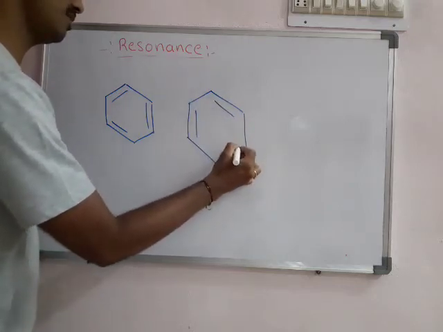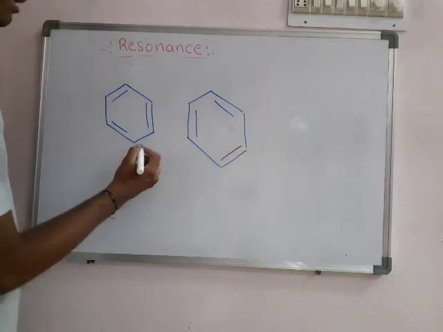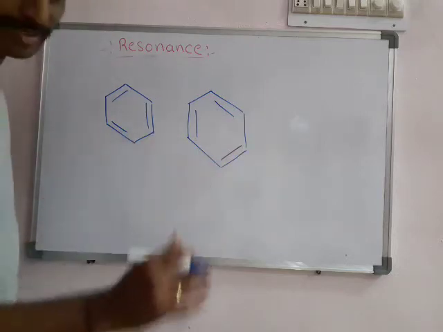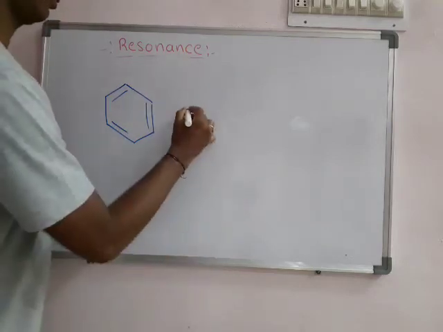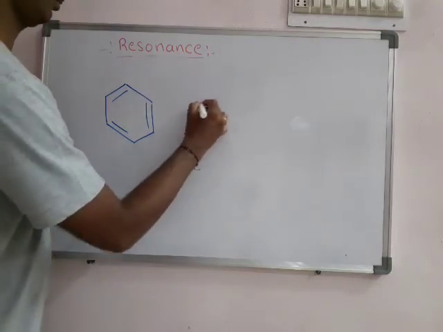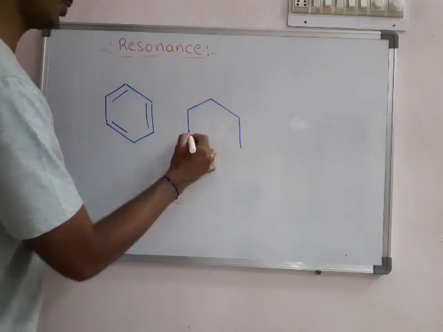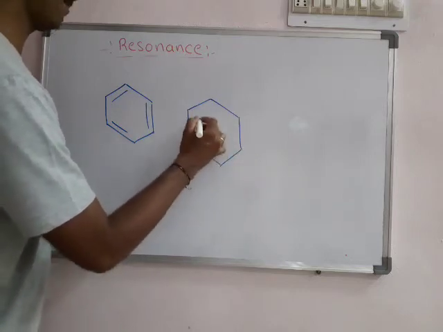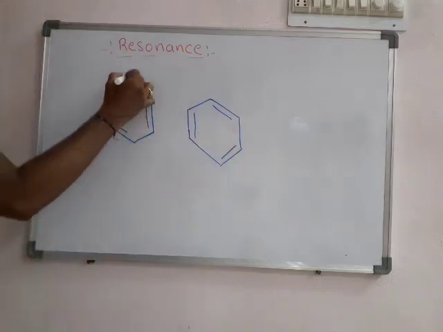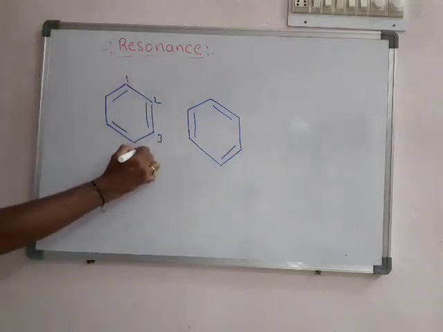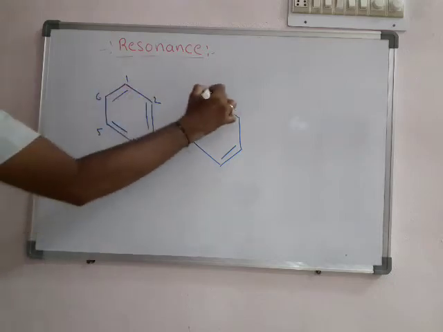So just listen, no need to write now. Okay, so this is the benzene. Both must be in the same size, so try to draw in the same size. Okay, here again numbering 1 2 3 4 5 6.